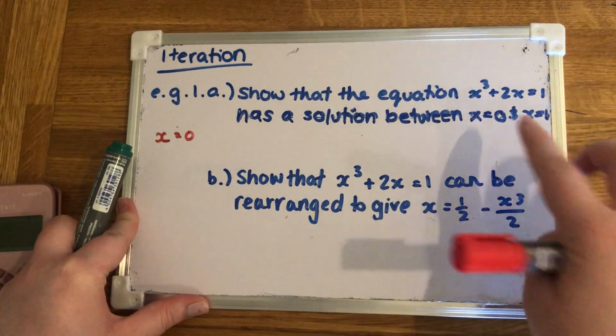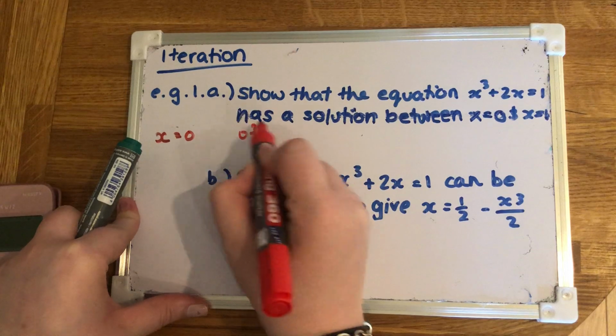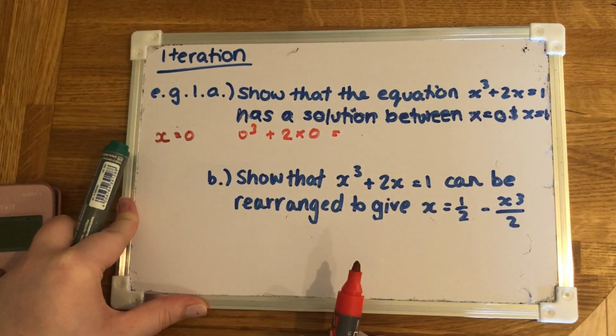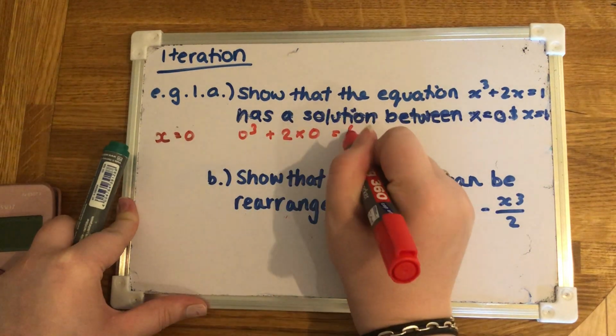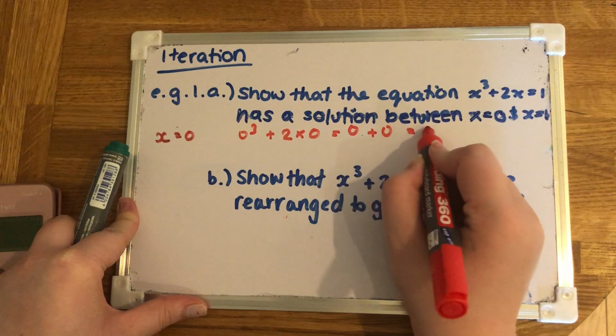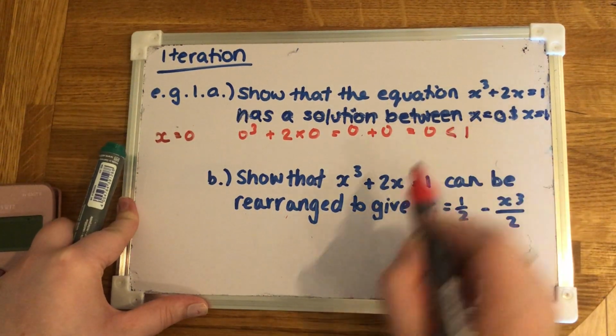Okay, so all I'm going to do is replace the x's here in the formula with 0. So 0 cubed, add 2 times 0. Okay, 0 cubed is just 0. 2 multiplied by 0 is just 0 again. Add those together and it's still 0. Okay, and that's less than 1.